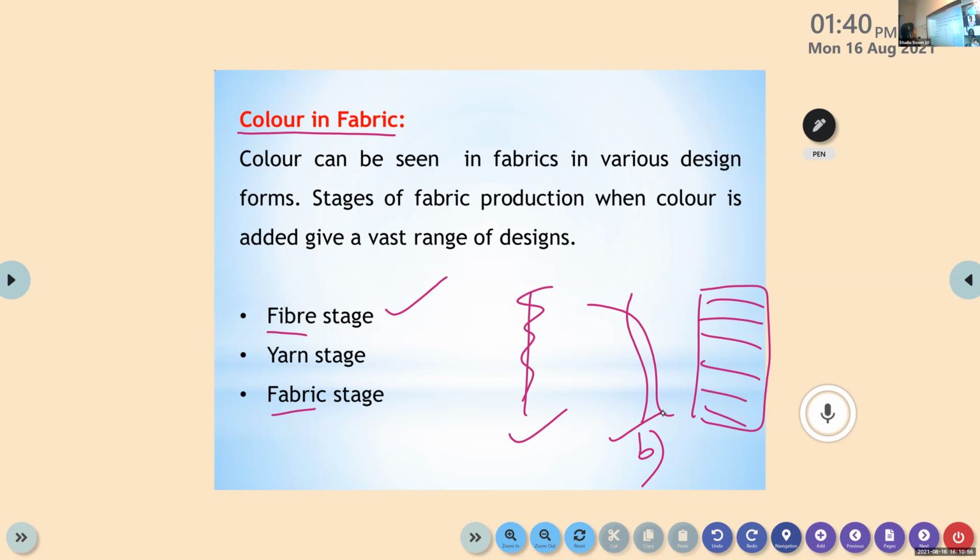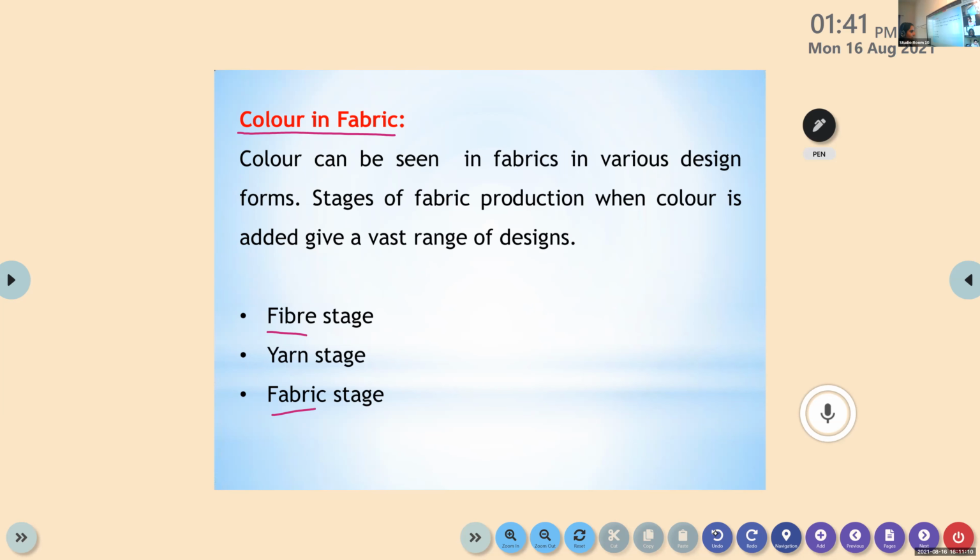Okay. So color can be seen in fabrics in various designs. So we can easily apply each color in different stages of fabric production. So first stage, that is the fiber stage. First we are going to apply color during the fiber stage. Actually, this is not very common because this is very expensive. Because this is the first stage, right? Coloring a single hair-like structure, the simplest unit of fabric, that is fiber. So it is very expensive and also not very common.